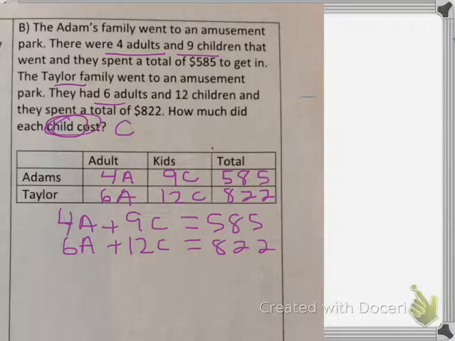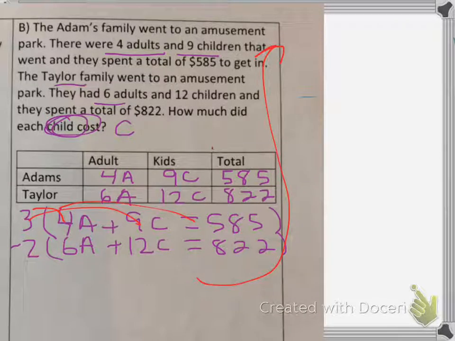So I'm going to multiply this one through by 3 to get to 12. And I'm going to multiply this one through by -2 to get to -12. Because I actually need them to be opposite signs so that they'll add straight down and cancel. So while I multiply these, I'm going to write them back up here where I have a little bit more space to solve. So I'm going to take the 3 through like this. So 3 times 4a is 12a. 3 times 9c is 27c. And 3 times 585 is 1755.